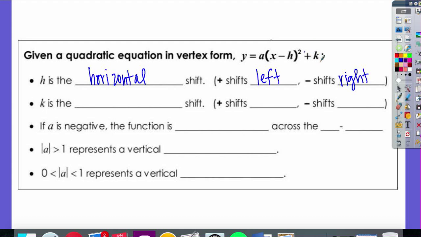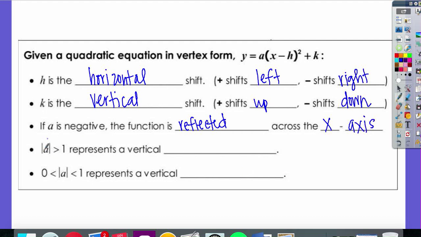K, basically the number being added or subtracted outside, is a vertical shift. Those are also translations. A positive K shifts the graph up, and a negative K shifts the graph down. If A is negative, so if the front number is negative, the function is going to reflect. So it is reflected across, specifically it's going to make it flip down, so it's going to reflect across the x-axis.